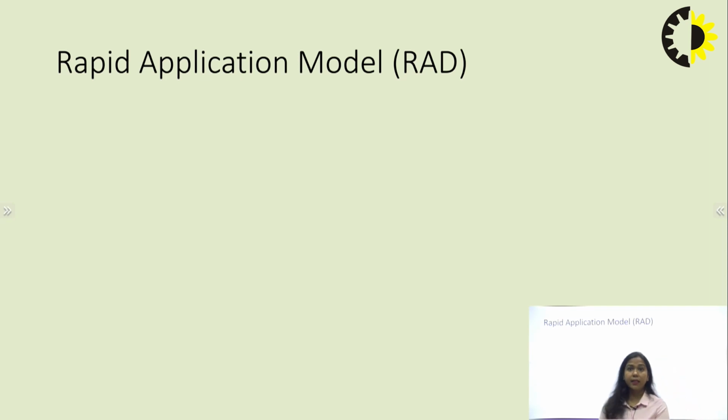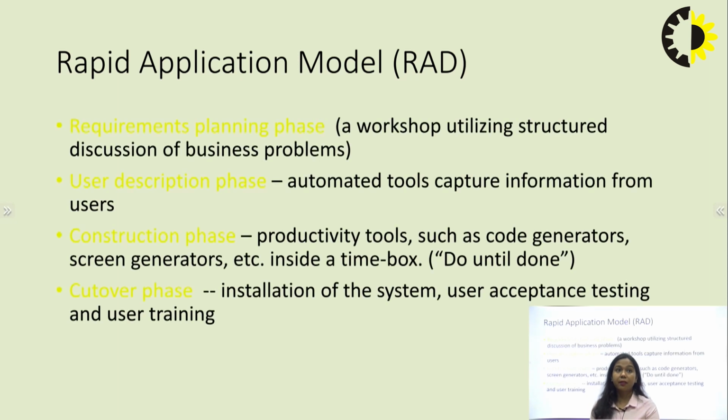This is another type of SDLC model which is used to develop our software. This is the RAD model, which has first the requirement planning phase, where the complete requirements are taken up. Then the user description phase, where information is captured from the user. And also the construction phase, where productivity tools are used to generate the complete product. And the cutover phase: installation of the system at the end user, acceptance testing, and user training are performed in the RAD model.